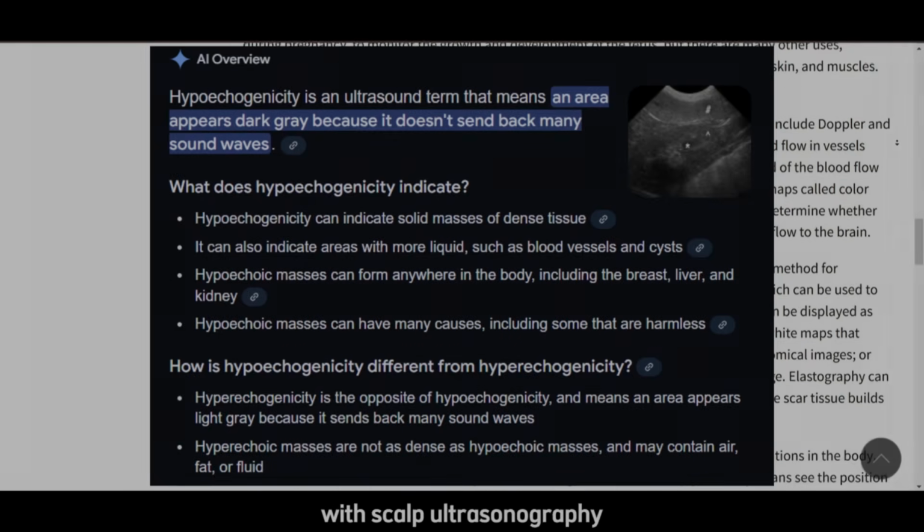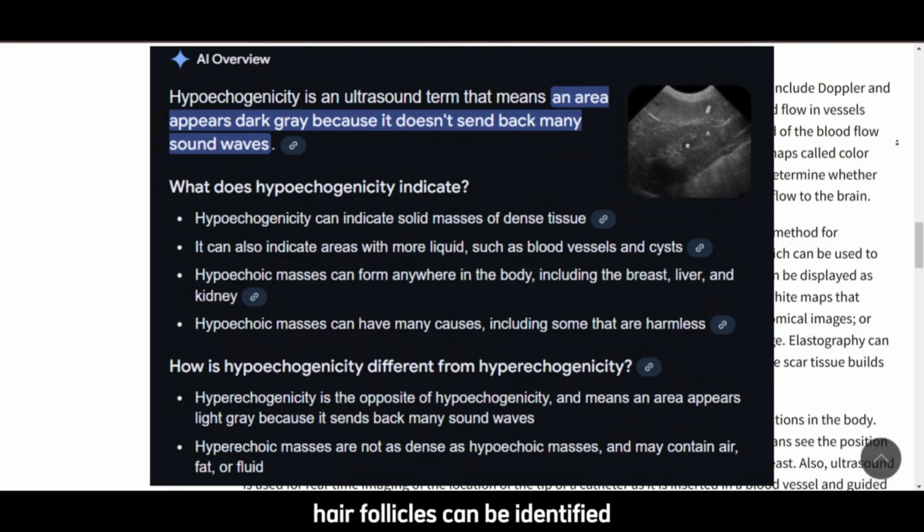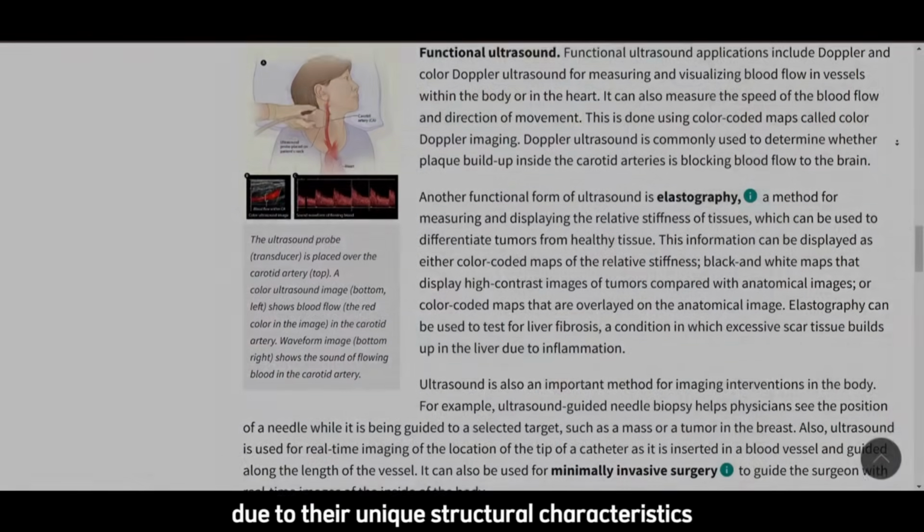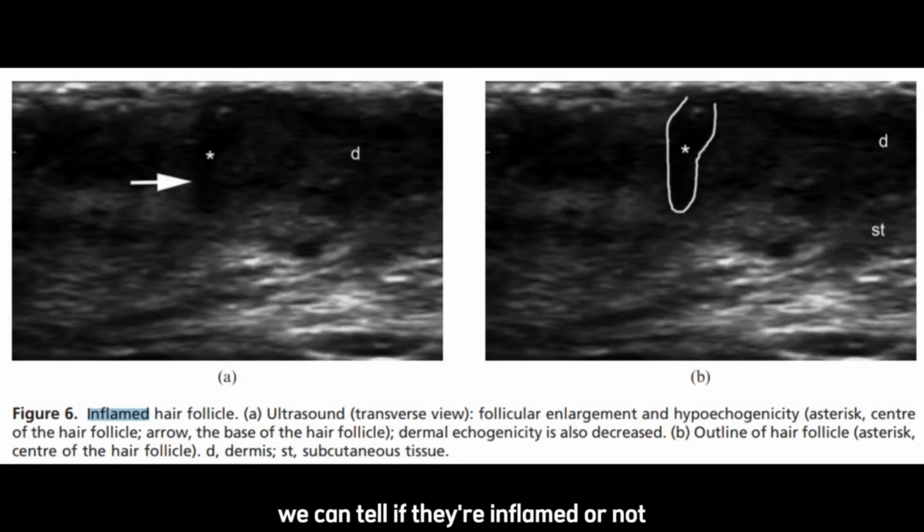With scalp ultrasonography, hair follicles can be identified due to their unique structural characteristics. We can tell if they're inflamed or not depending on how dark their tubular appearance is, as they typically appear as small, relatively thin tubular structures in the skin layer, that is, if they don't have any sort of disease. And their appearance changes depending on the phase of the hair growth cycle they're in.